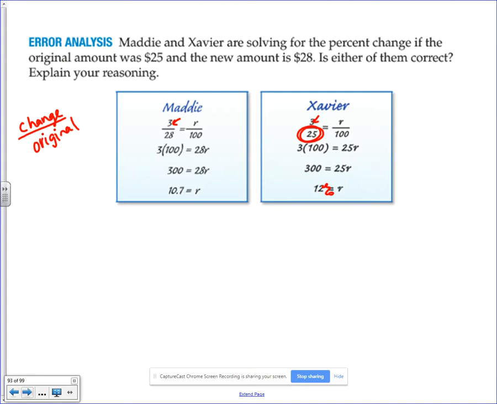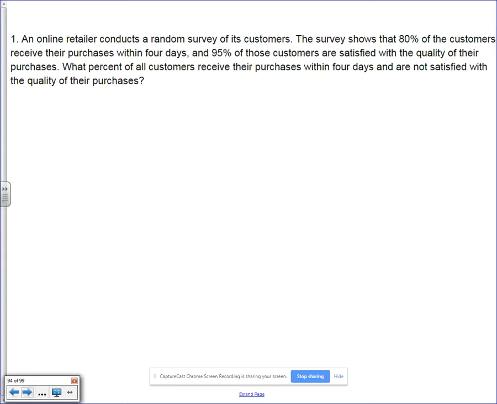increase. Okay, moving on. An online retailer conducts a random survey of its customers. The survey shows that 80% of the customers receive their packages within 4 days and 95% of those customers are satisfied with the quality of their purchases. What percent of all customers receive their purchases within 4 days and are not satisfied with the quality of their purchase? Well, notice it says all customers.